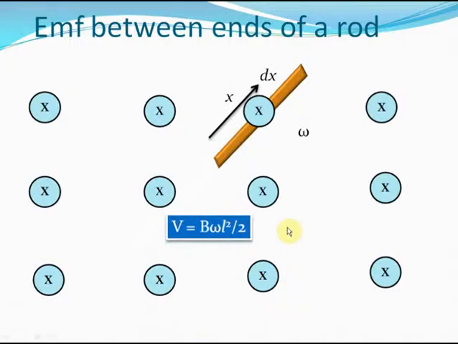So if you have a rod rotating in a magnetic field that's facing inwards, into the screen, in that case the net EMF induced on the rod will be B omega L square by 2. This is again a very important formula for objective type questions, and you have to remember it. Again, in this case, what will be the direction of the induced EMF?